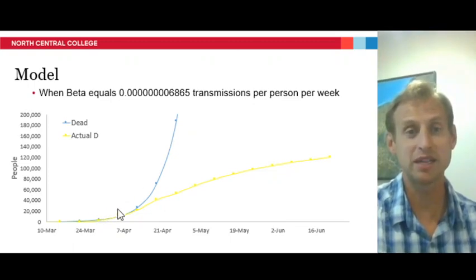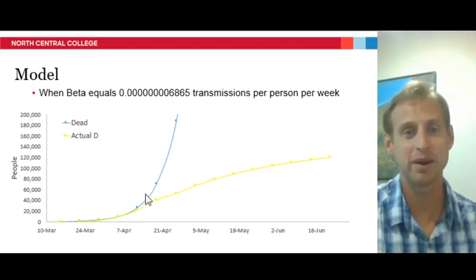And so what you can see is with that estimate of the 6.865 times 10 to the negative 9th transmission parameter, my model fit the data really, really well until we hit somewhere in the middle of April and the two models diverge. My model says lots of people should have died, and thankfully far fewer died than my model predicted.